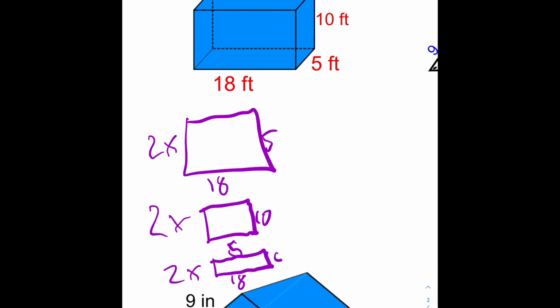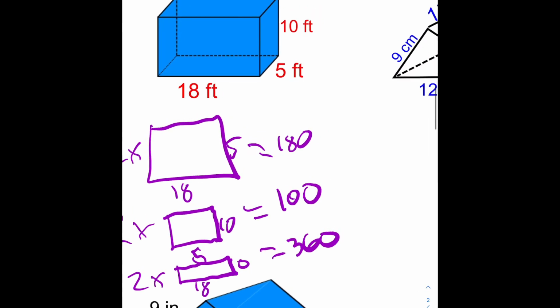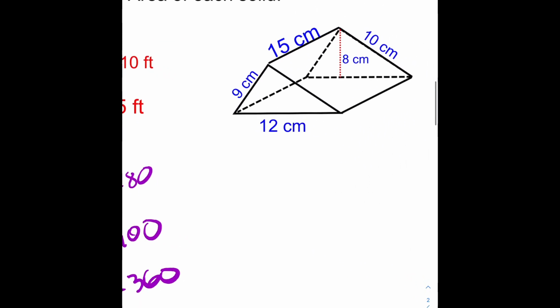And then again, I have 2 of them, so I have to multiply it by 2. So just some quick calculator work. 18 times 5 times 2 gives me 180. 10 times 5 times 2 gives me 100. And 18 times 10 times 2 gives me 360. So when I add these all up, 360 plus 100 plus 180, I'm going to get 640 feet squared.